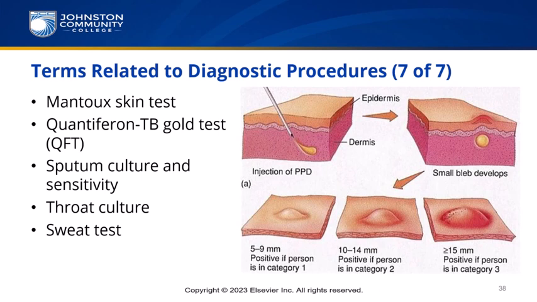A sputum culture and sensitivity is the cultivation of microorganisms from the sputum that has been collected from expectoration. Remember, ex is our prefix meaning out. Pectoro means chest, so this is out from the chest. Then a throat culture is the cultivation of microorganisms from the throat swab to determine the type of organism causing a suspected infection of the throat.